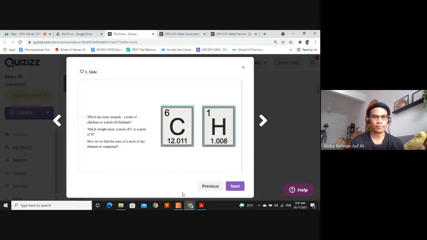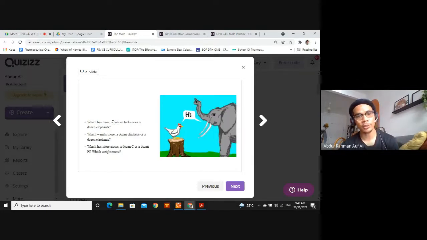Okay? So let's go back to this slide. Which has more animals, a mole of chickens ke a mole of elephants? So to answer this question, kamu relate balik to the soalan first tadi. 1 dozen ayam dan 1 dozen gajah. Bilangannya adalah sama. So kalau ditanya kat sini dalam soalan ini, a mole of chicken and a mole of elephants, don't pay attention to the chickens or the elephants. Tengok pada unit dia kata kat sini, mole. Okay, so kalau kamu tengok soalan tadi, dia tanya tentang dozen.